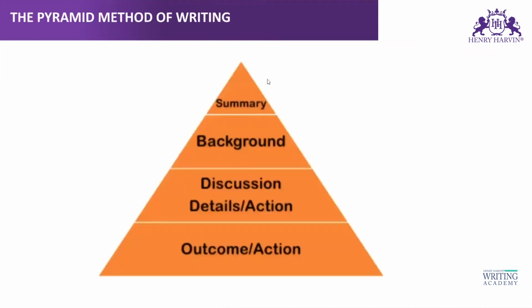All right. Now this is the pyramid that you see. This is the pyramid method of writing. So in the very first part, you see the summary, followed by the background, or you can say the introduction. Then you will have the discussion, details, and the action. That means the problems, there could be solutions, and finally the outcome or the action. That means the benefits that are there, plus the conclusion. Okay, so that is on the base.